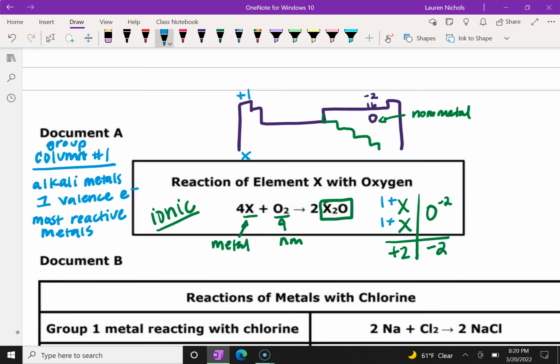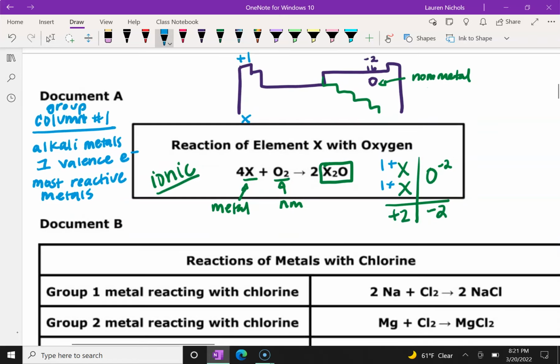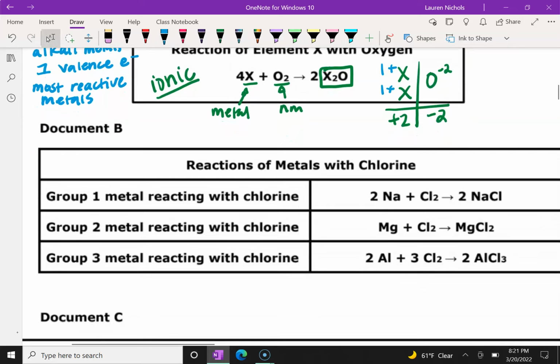So a lot of this was something that we had to pull a lot out of using our background knowledge. So don't be afraid to just say, okay, I don't know exactly what I'm supposed to get from this, but I do know that it can lead me down other paths, like what do I know about the things that are in this picture or document. So if we look at document B, we see reactions of metals with chlorine. So we see that when a group 1 metal, which we know that's what our alkali metal is, reacts with chlorine, you end up with 1 of the sodiums and 1 chlorine.